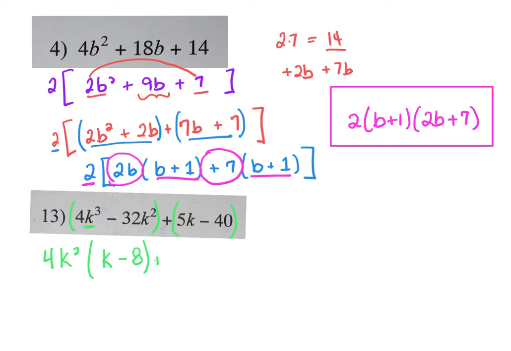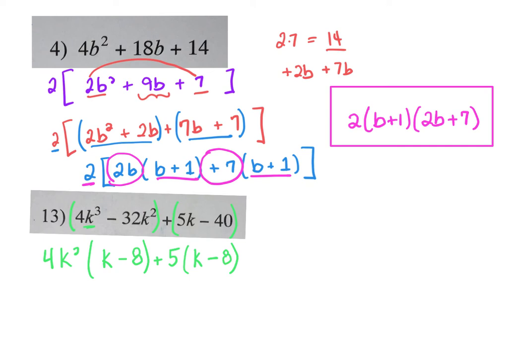Between the 5 and the 40, what can come out? 5. Can I take a variable out? Why not? 40 doesn't have one, correct. 5 divided by 5 is 1, and I did not take out a k. 40 divided by 5 is 8.